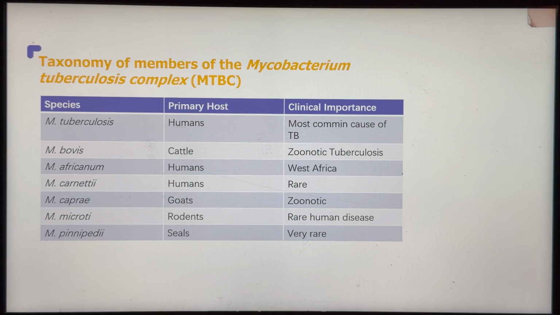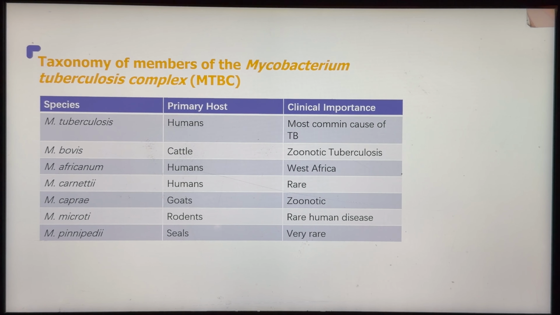The most important member is Mycobacterium tuberculosis, which is responsible for the overwhelming majority of human tuberculosis worldwide. Mycobacterium bovis primarily infects cattle but can also infect humans, usually through zoonotic transmission. It is particularly important because it is intrinsically resistant to pyrazinamide, a point that is frequently asked in MBBS, MD, and DNB examinations. Another important member is Mycobacterium africanum, which is predominantly found in West Africa and accounts for a proportion of tuberculosis cases in that region.